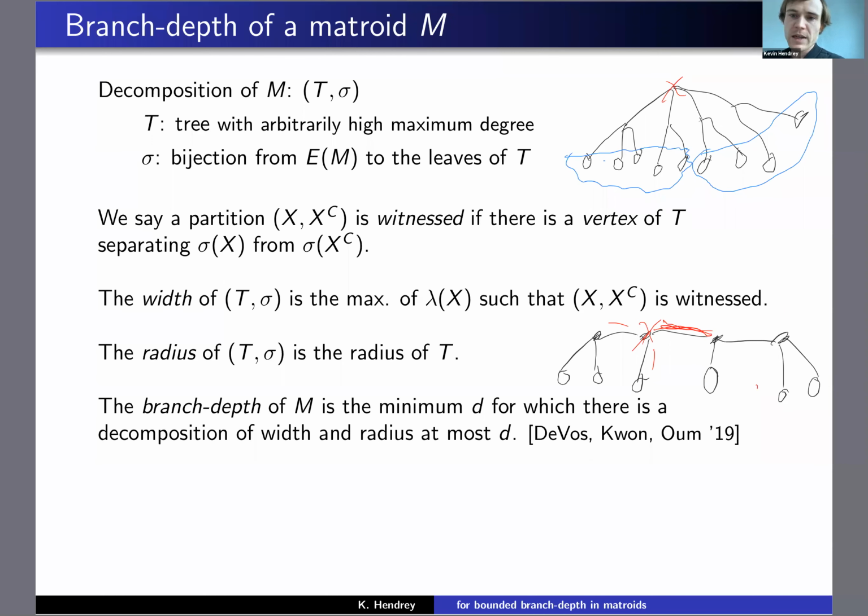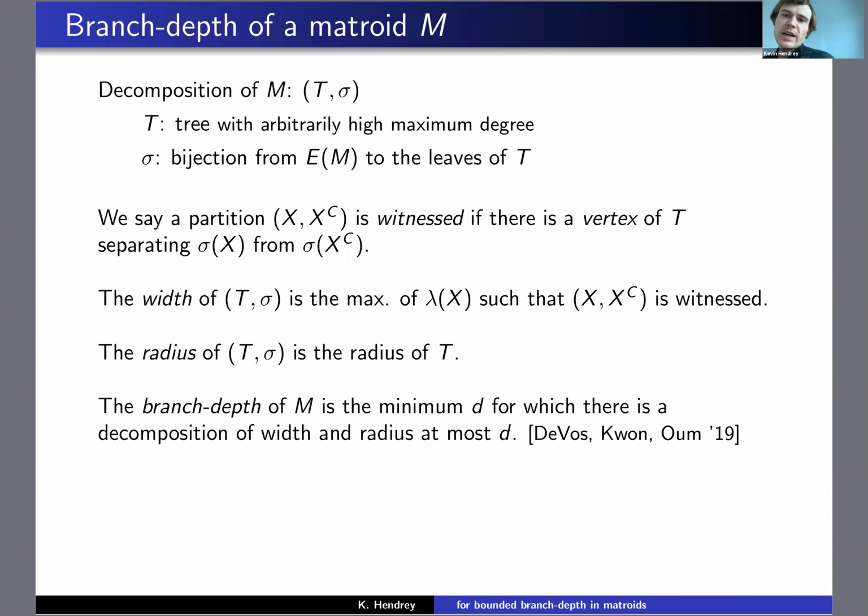Okay. And maybe I'll mention a couple of nice properties about this notion of branch depth. If you take a minor of a matroid, then the branch depth never increases. And since it's defined in terms of this connectivity function, if you take the dual of a matroid, then the branch depth stays the same, because the connectivity function of the dual is equal to the connectivity function of the original matroid. Okay.